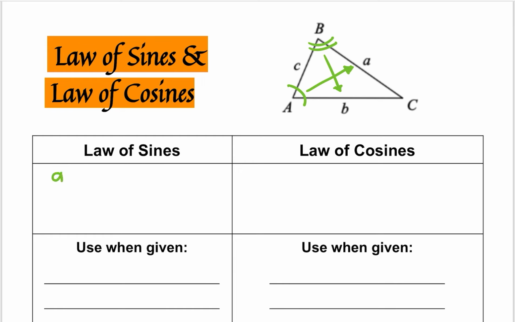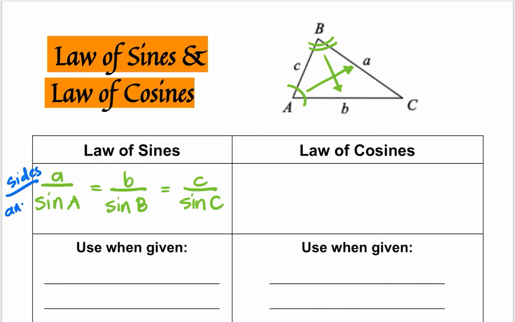So I can start with a over sine A equals b over sine B equals c over sine C. In this formula, I have my sides on the numerator and on the bottom are angles. These two can switch. Sometimes you will see that the angles are going to be on the numerator and the sides are going to be in the denominator. Will we have the same answer? Yes.